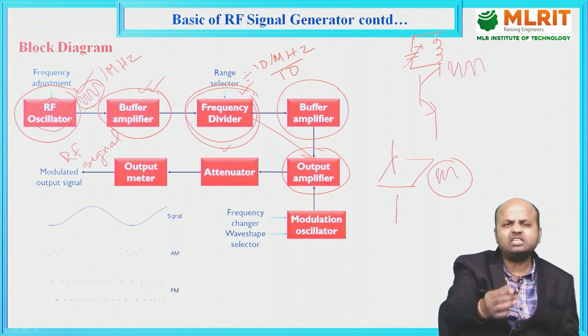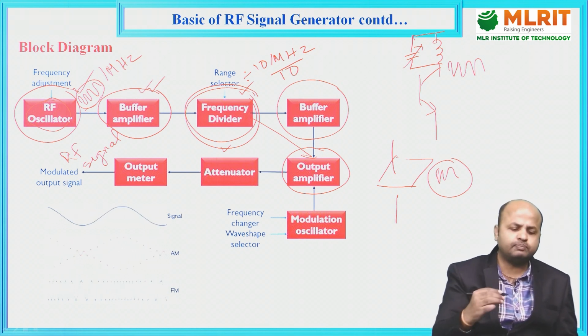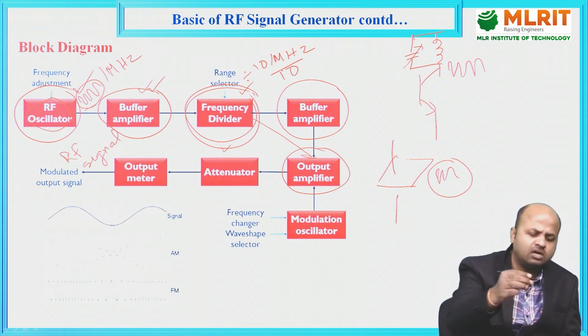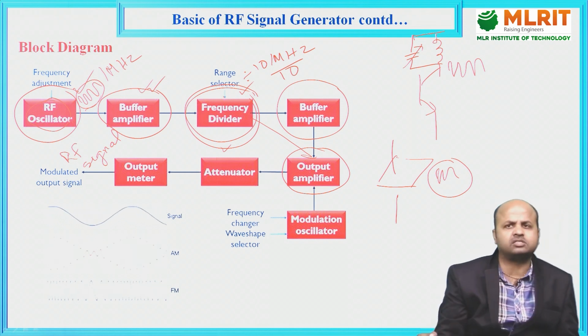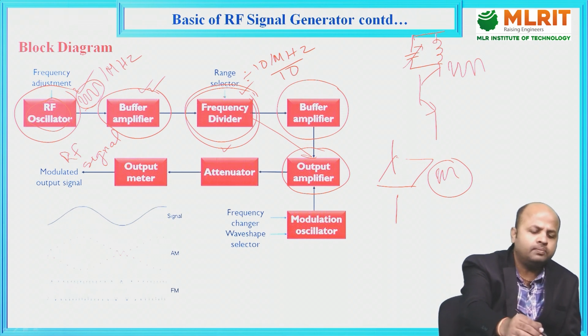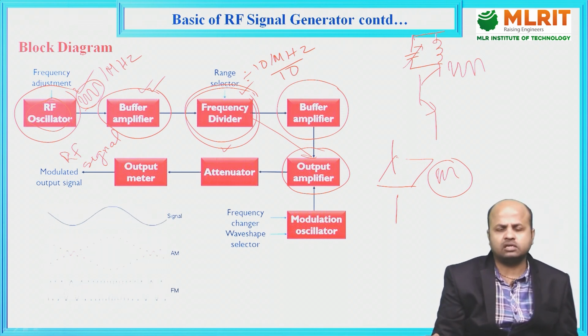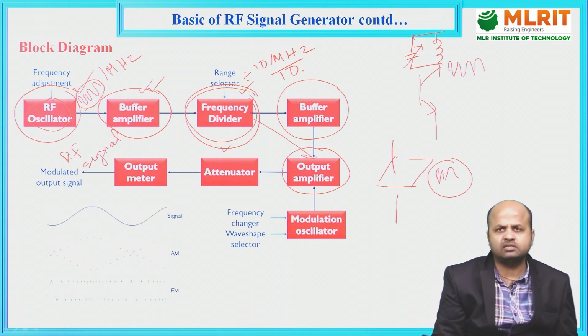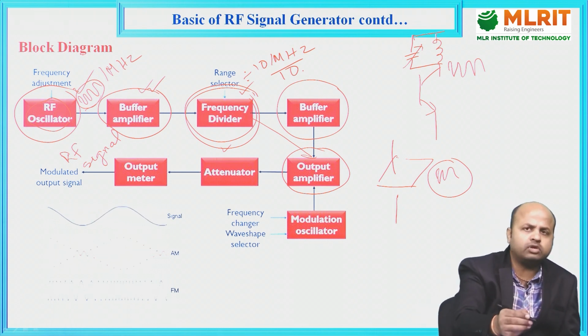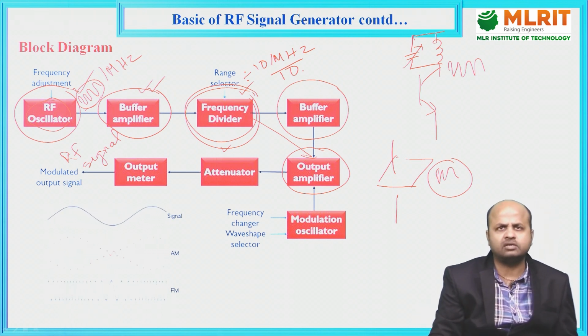As per our need and as per the need of the circuit, we use the frequency divider. Frequency divider is also known as a range selector. Suppose I want to use a 1 kilohertz signal, so I will use the divide by 100 frequency divider circuit. Like that, according to need, we have to use the frequency divider circuit.